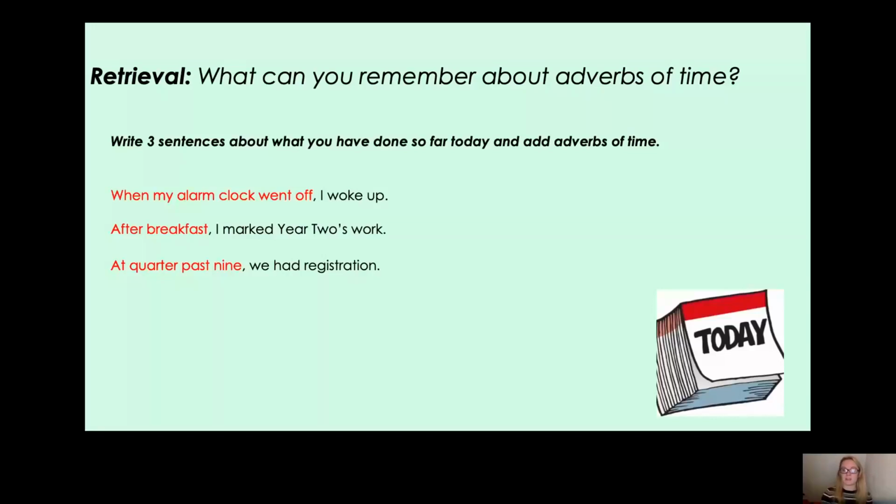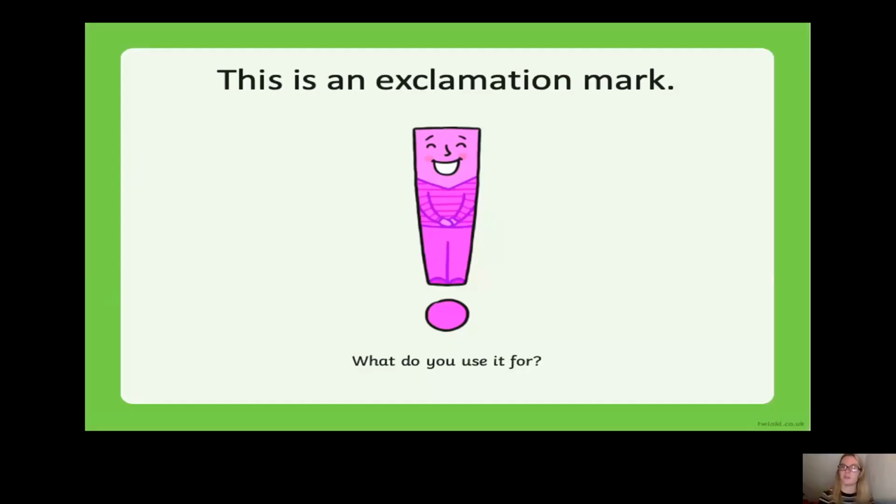Now, let's move on to today's learning. We've got a friend on the next page. Are you ready? There you go. There's our friend. Can you see him smiling at us? This is our friend, the exclamation mark. And the exclamation mark is a type of punctuation, just like a full stop and a question mark and a comma. Remember, we use a question mark at the end of a question, and we use a full stop at the end of a statement.